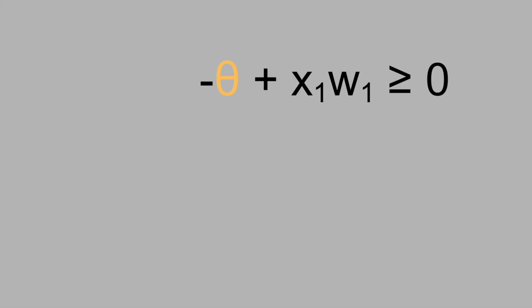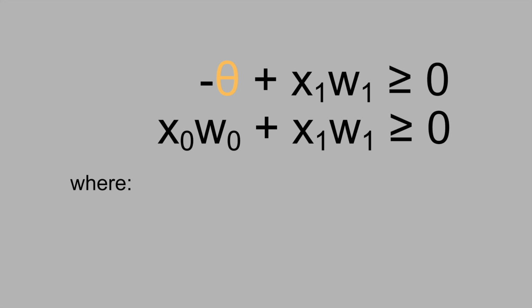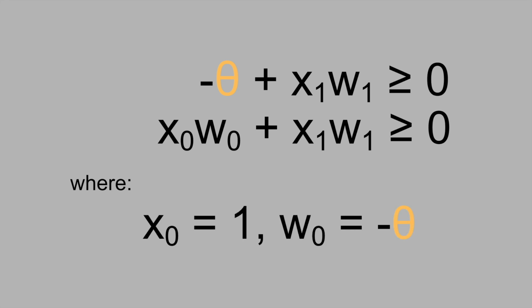We can treat minus theta just like another weighted input. Let W0 equal minus theta and X0 equal 1. Why do this, you can ask? Because now the boundary is treated exactly like any other feature, just another weight to learn. We call W0 the bias unit. It's the adjustable threshold.